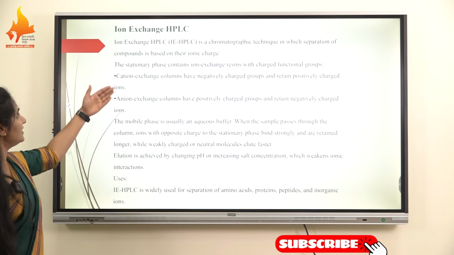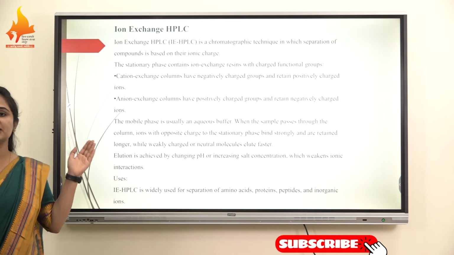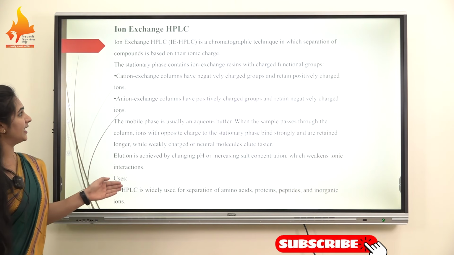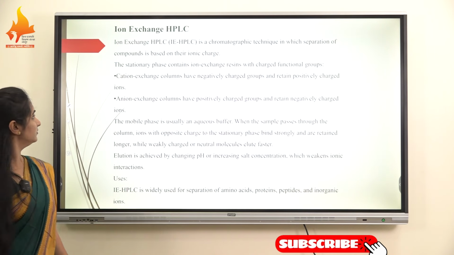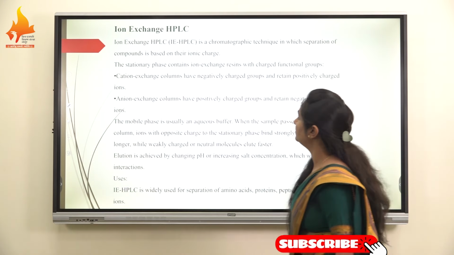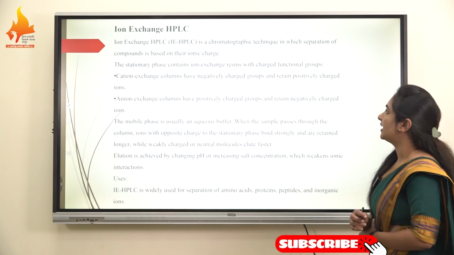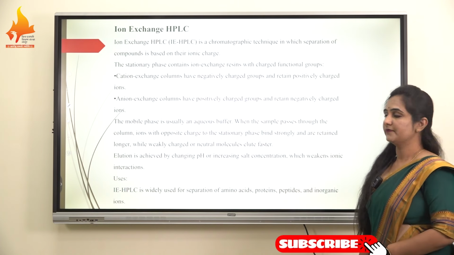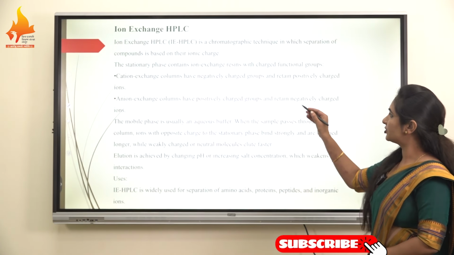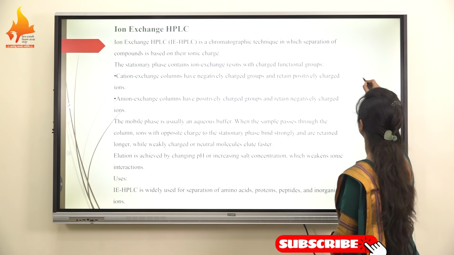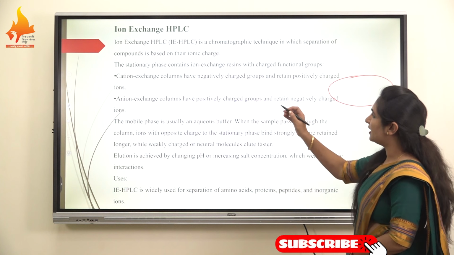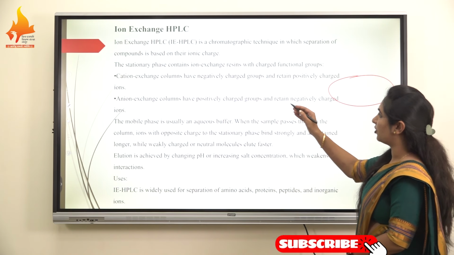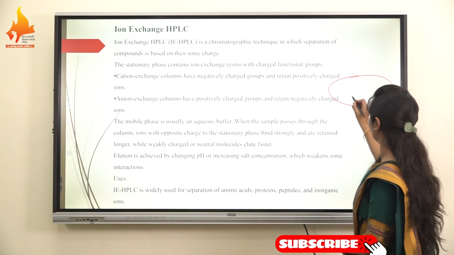Now, this is ion exchange HPLC. Ion exchange HPLC is a chromatographic technique in which compounds are separated based on their ionic charge. The stationary phase contains ion exchange resins. In this ion exchange column, cation exchange columns have a negatively charged group.